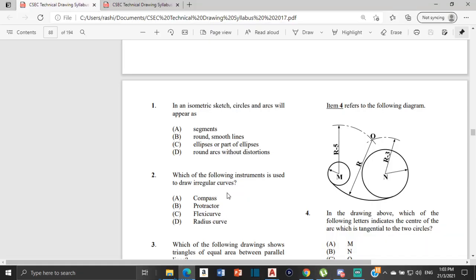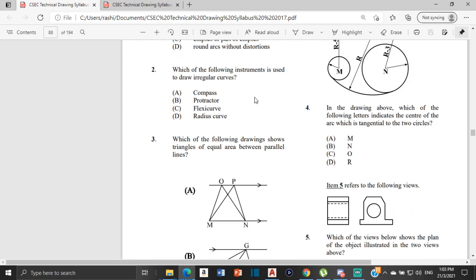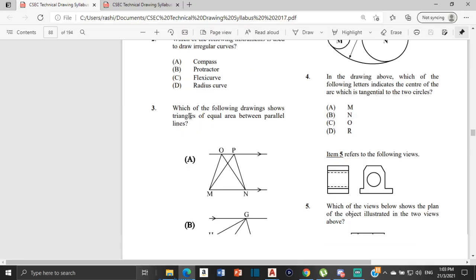Alright, number 2. Which of the following instruments is used to draw irregular curves? In this case, it would be a flexicurve. I don't think this one really needs much explanation. We use a flexicurve to draw irregular curves.